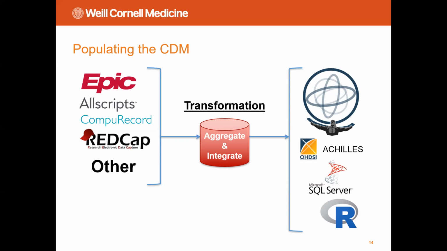This aggregation and integration process by which we populate OMOP is a big, complex lift. We're taking data from legacy EHR systems, including Allscripts and CompuRecord, all these systems that the hospital used to use before Epic. We're taking all of the Epic data that we get, and we're regularizing it into this format. This is a very computationally intensive job. It requires a lot of processing power. It requires a lot of human power to maintain and upkeep.